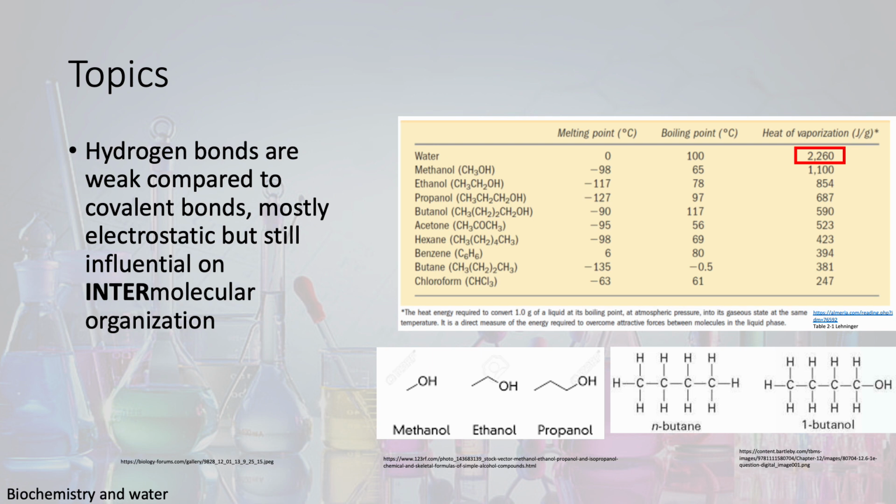And so comparing over here, I want to emphasize, following up on some of our previous content from two lectures ago, hydrogen bonds are weak compared to covalent bonds. It takes an enormous amount of energy to break a single covalent bond. Hydrogen bonds are still mostly electrostatic, but they are very influential on intermolecular organization and the strength of intermolecular forces between molecules. So over here, we have heat of vaporization.